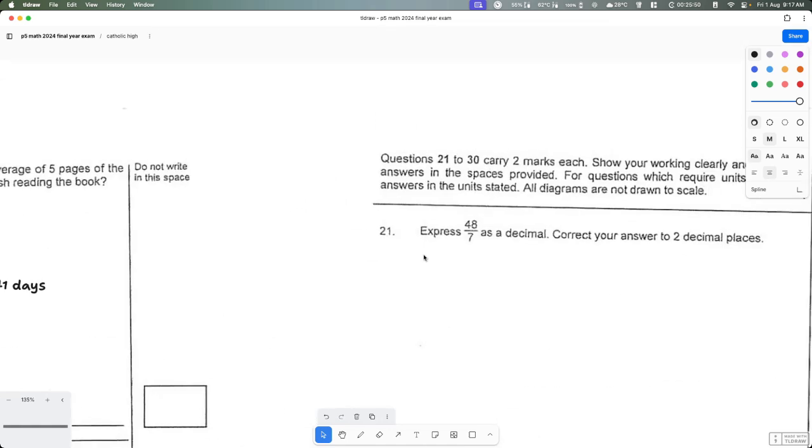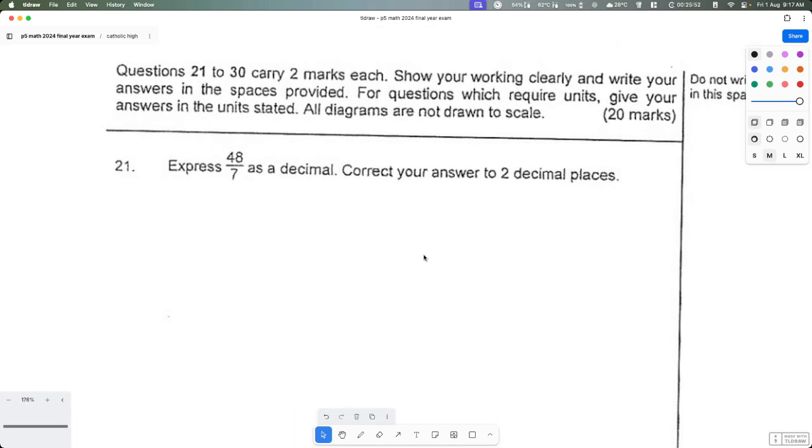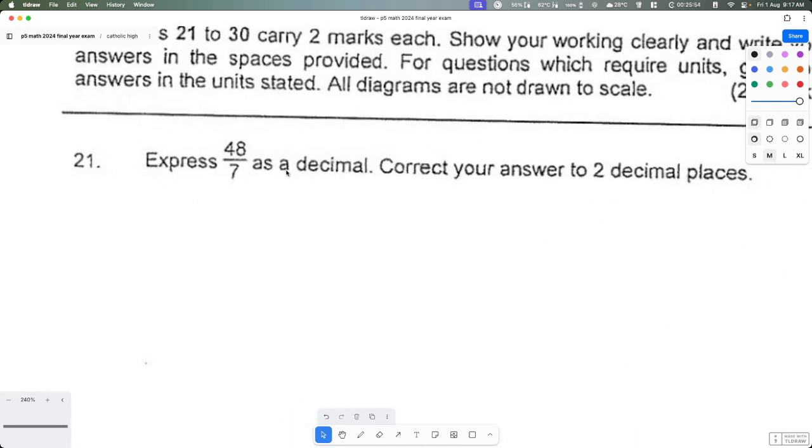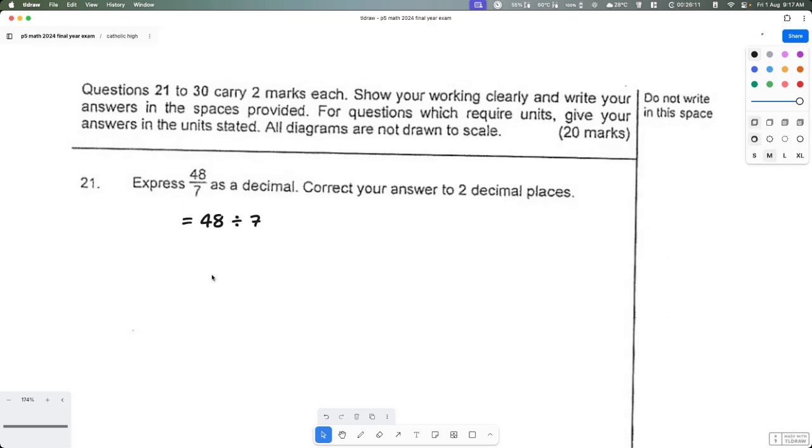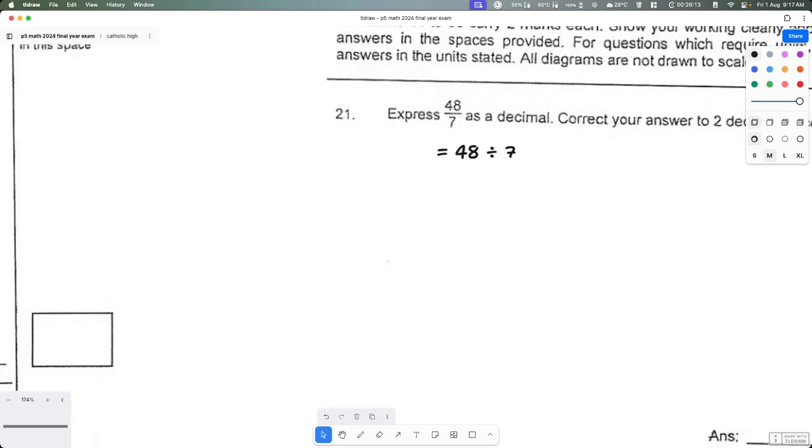All right, let's move on to question 21. Express 48 out of 7 as a decimal. Correct your answer to 2 decimal places. So in essence, 48 out of 7 is 48 divided by 7. We just want to do the calculation itself. So I'm going to show you the workings for this.